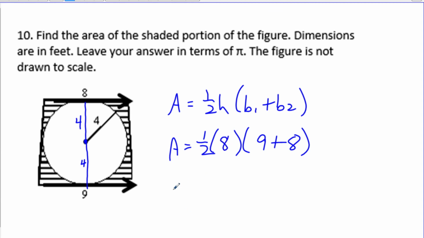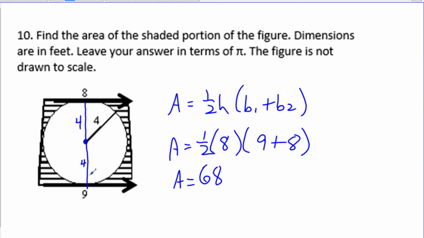And that's what I'm going to use for my height. So I'm going to say the area of the trapezoid is 1/2 of 8, which is 4, right? And then 4 times 9 plus 8 is 17, so 4 times 17 is 68. So the area of the entire space is 68 square units.